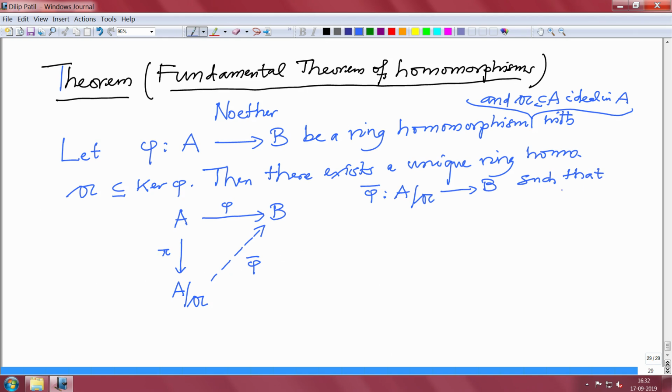When I say this diagram is commutative, that means there will be one point where you can go this way, and from this point you can go the second way. So this should be the same, such that phi equals pi followed by phi bar, pi composed with phi bar.